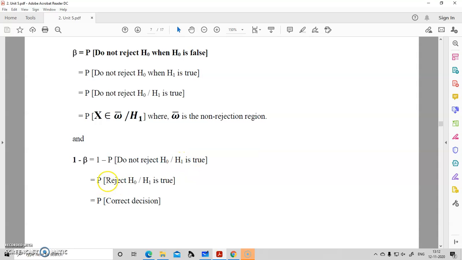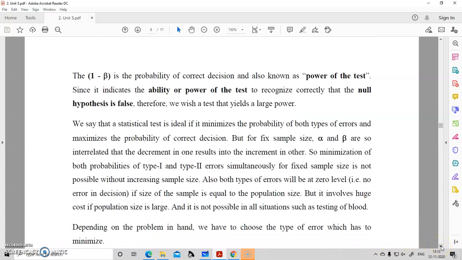What is the complement of this? It's nothing but reject H0 when H0 is false, or H1 is true. Other way of telling is, instead of telling H1 is true, we can say H0 is false. H0 is false, what did we do? We rejected it. We have taken the correct decision. So 1 minus beta is the correct decision.